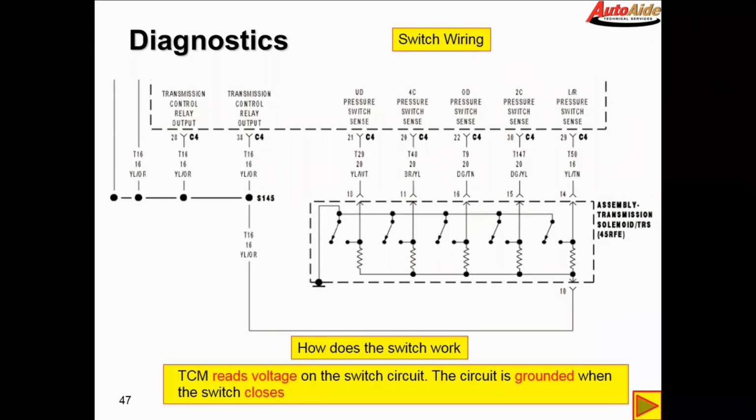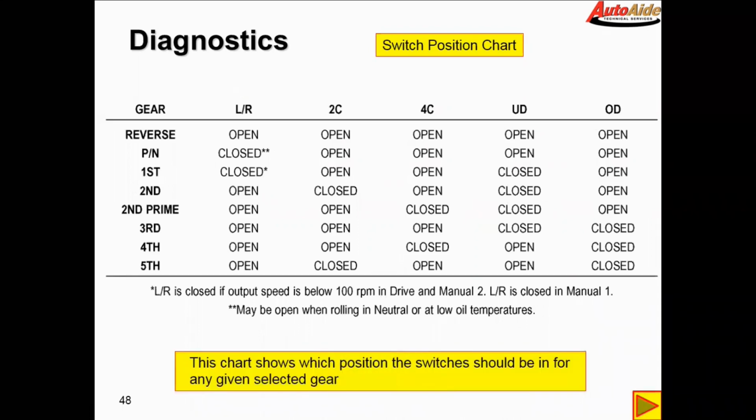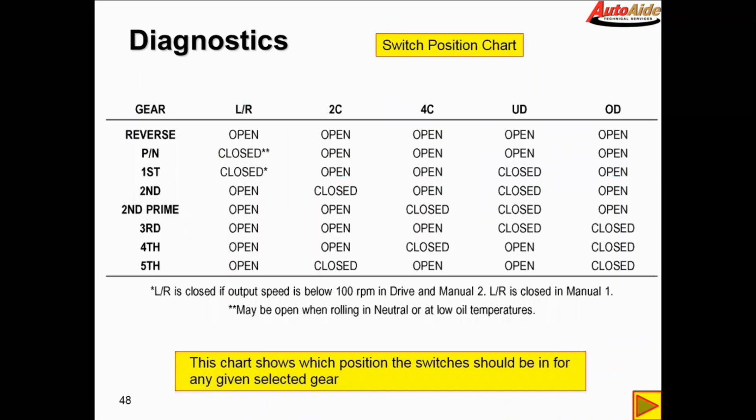Once you've got that information, then it's pretty easy to test the circuits. All we need to know is which position those circuits should be in for any given gear, and we can go through and figure out whether they're working properly or not. So this chart shows which position each should be in for any given selected gear. So I'm going to use reverse, and the reason I'm using reverse is all the switches are open.